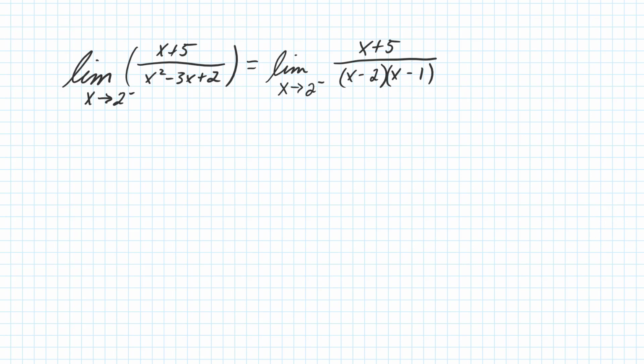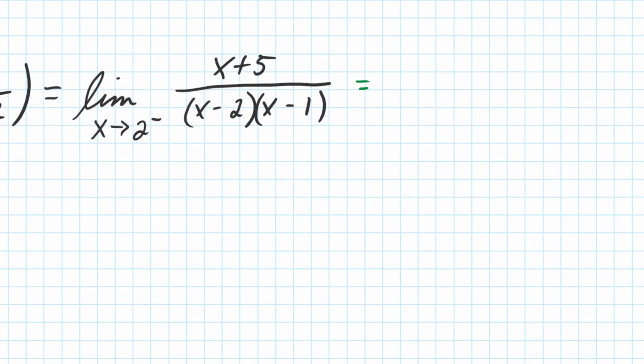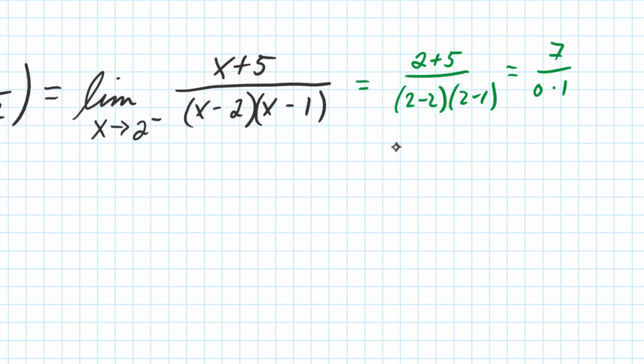Looks good. Okay, now if I do the direct substitution, I can see here that I'll have a 2 plus a 5. Remember here, x is going to 2. That's not -2. That means x is going to 2 from the left. So we're actually substituting 2, right? 2 minus 2, and then 2 minus 1, right? So that gives us 7 over 0 times 1, which is 7 over 0.